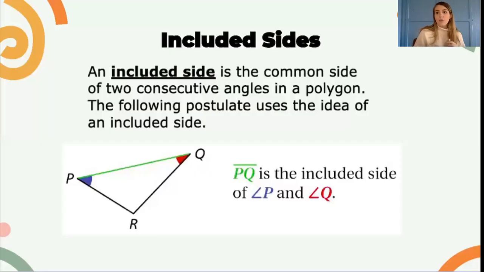Our third theorem uses something called an included side. So an included side is the side in between two consecutive angles. So on here, my included side is PQ, and it's included between the two angles of P and Q. So it's still in the middle.